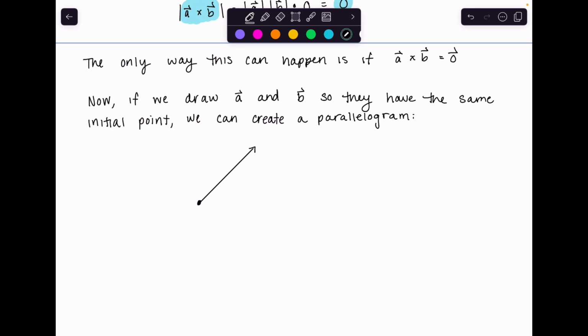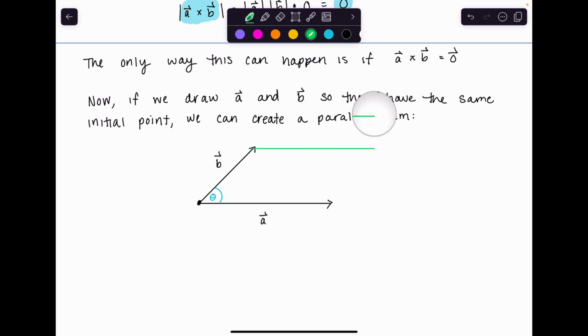So we've got our vectors A and B, and we make them have the same initial point. Let's say this one is A, this one is B, and the angle between them is theta. We go ahead and make a parallelogram, meaning this side runs parallel to A and is the same length, and this one runs parallel to B. So this side length is the length of A, and this side length is the length of B. When dealing with the area of a parallelogram, it's the base times the height.